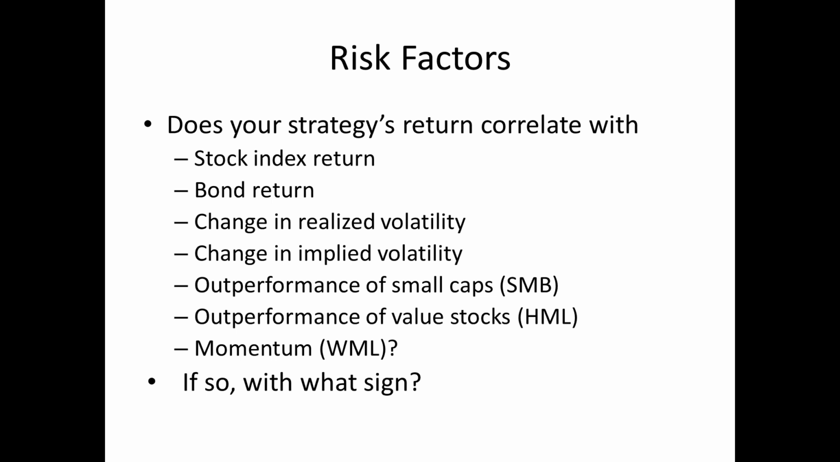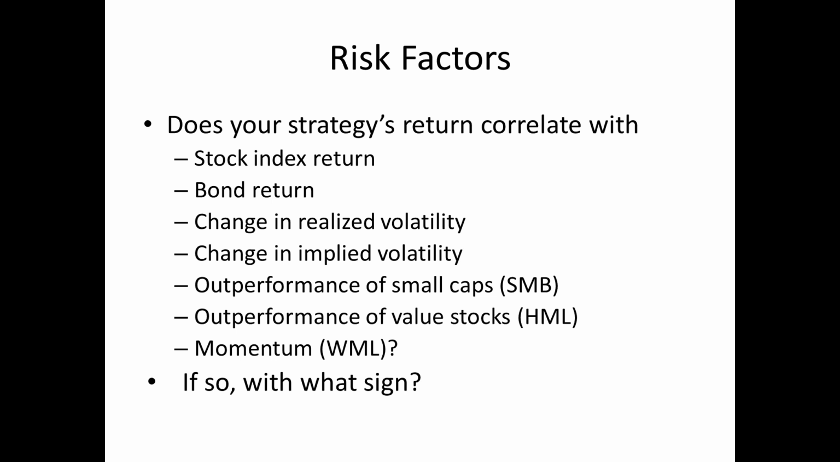Similarly, if we look back in time to the dot-com bubble, before the bubble burst in 2000, value stocks greatly underperformed growth stocks during the bubble. So if your trading strategy in your backtest also had negative return in that bubble period, you can say that you have a risk factor which correlates with the outperformance of value stocks, because at that time value stocks certainly had a negative performance relative to growth stocks, and your strategy might load similarly.